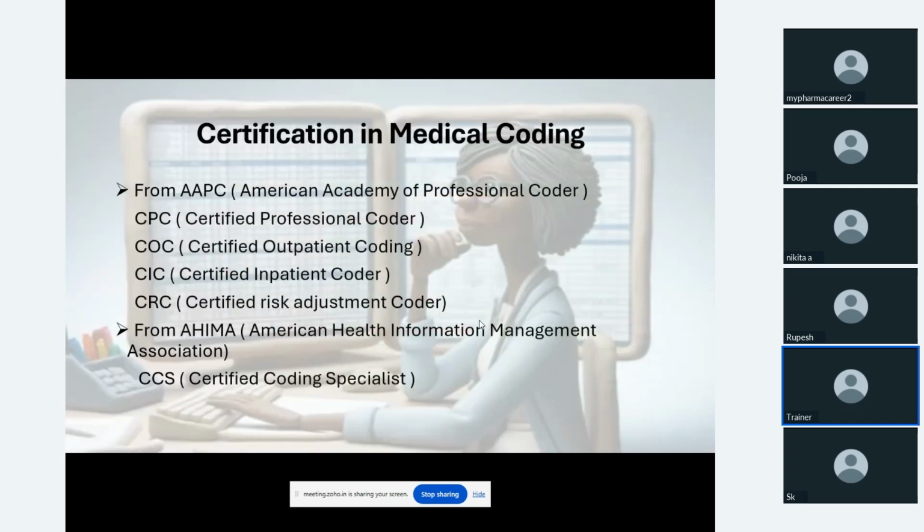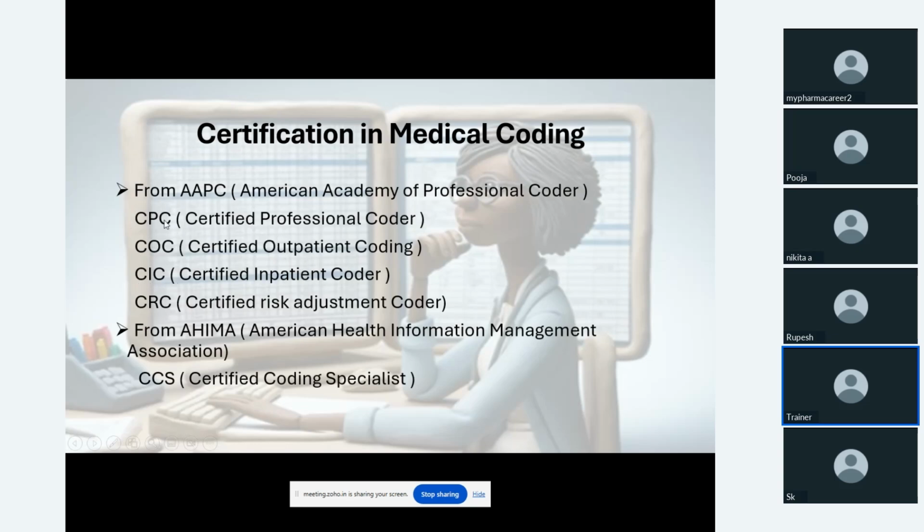So there are many certifications for coding. Basically, there are two organizations that provide certification. There is AAPC, American Academy of Professional Coders. They provide CPC, Certified Professional Coder, COC, Certified Outpatient Coding, CIC, Certified Inpatient Coding, and CRC, Certified Risk Adjustment Coder. The first certification, CPC, will cover all the specialties, while different specialties have different certifications, like COC for outpatient, CIC for inpatient.